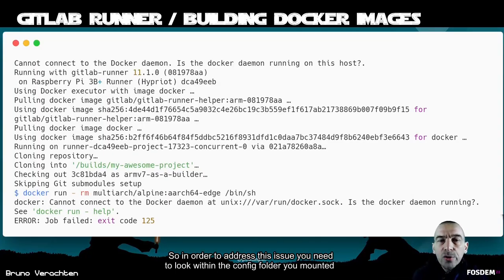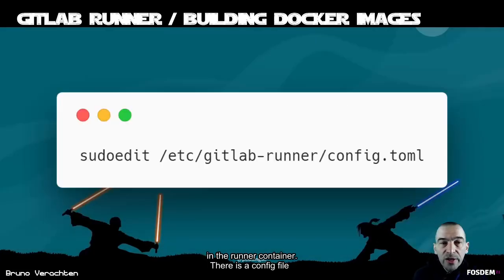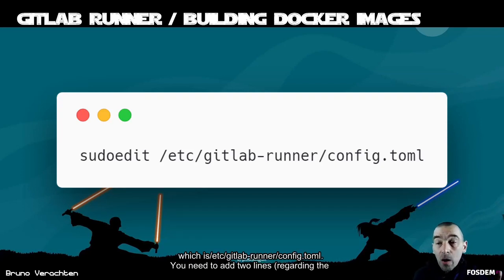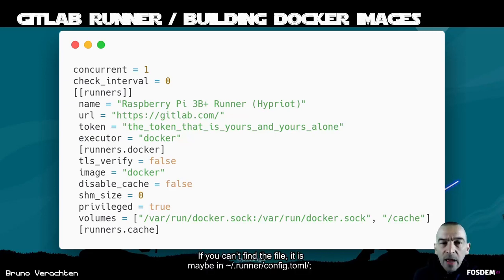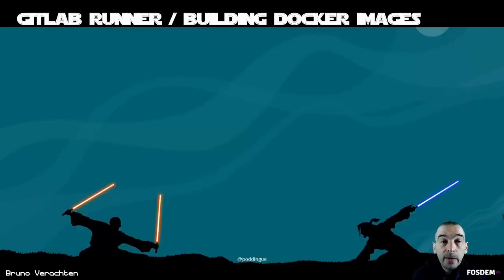So in order to address this issue, you need to look within the config folder you mounted in the runner container. There is a config file in which you need to add 2 lines regarding the privilege and the volumes, and then restart the runner with docker restart arm-runner. If you can't find the file, it may be in your home directory, so edit it and then copy it in the folder you mounted in the runner container beforehand, and then restart Docker.